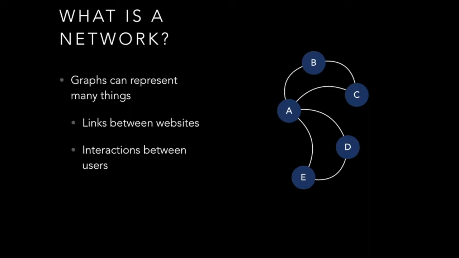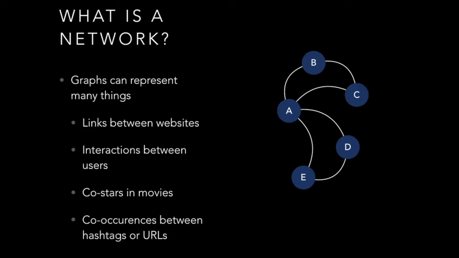So maybe user A mentions user B in some post in social media, or A and B are friends in a social network. They could be co-stars in movies. If movie actor A starred in a movie with movie actor B, and movie actor B starred in a movie with actor C, what can we identify or learn from these networks?